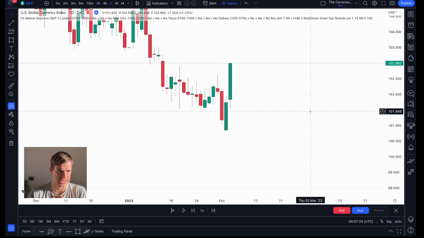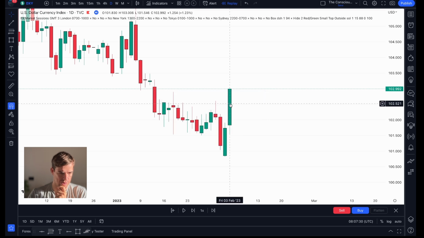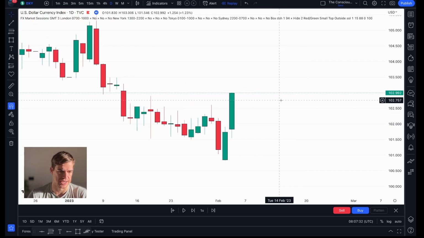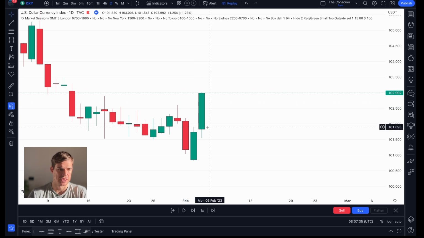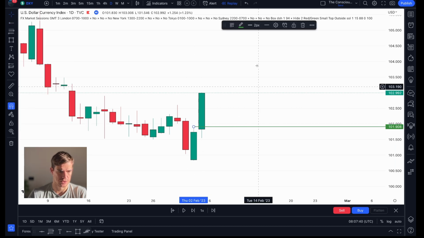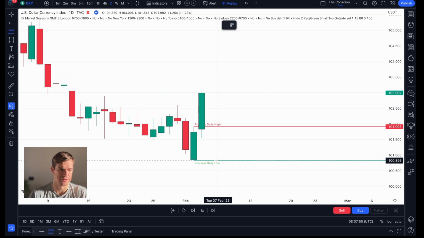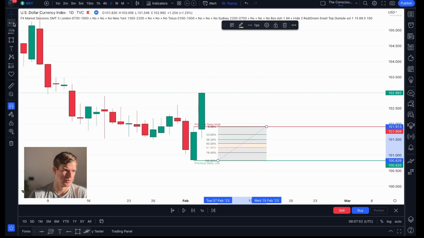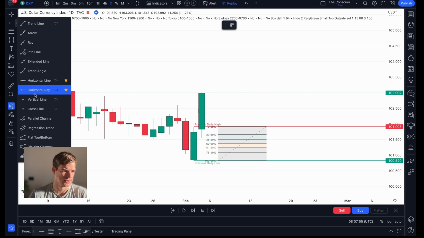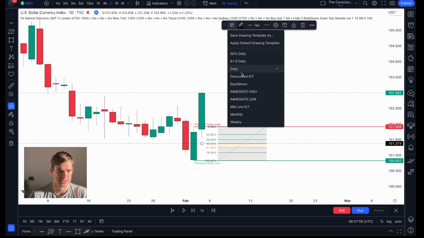Let's start on the daily, and the information we had was from the 3rd. So this is the outcome of the day, but on the day you wouldn't have this candle. It was down here somewhere. So you would take the horizontal ray, go to the previous day, the 2nd, and put in the daily high and the daily low. When you've done that, you grab the Fibonacci tool and a horizontal line to get your 50%, which is your equilibrium.